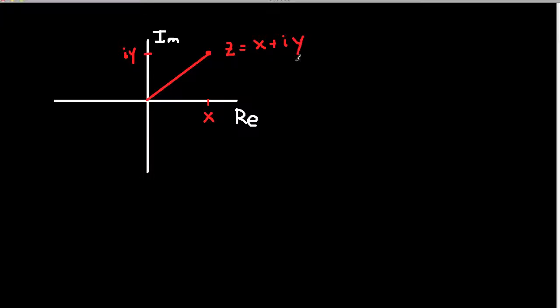Now the complex number can also be written in a polar form in the following way. Suppose the angle made here with the red line and the horizontal axis is theta, and the length of that line is r. We can say that the x coordinate is equal to r cosine theta, and the y coordinate is equal to r sine theta.